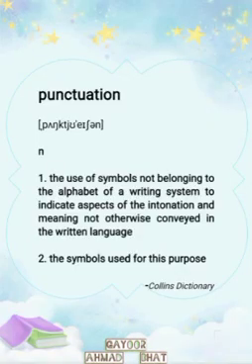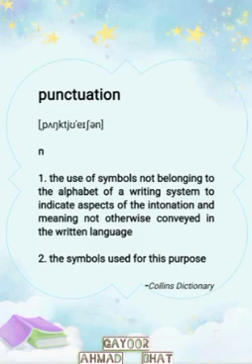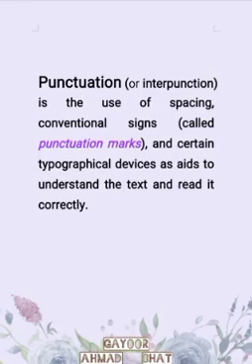So friends, let's first of all see what is punctuation. Dear friends, punctuation is the use of symbols not belonging to the alphabet of a written system to indicate aspects of intonation and meaning not otherwise conveyed in the written language. Or we can say punctuation, or sometimes also called interpunction, is the use of spacing, conventional signs called punctuation marks, and certain typographical devices as aids to understand the text and read it correctly.